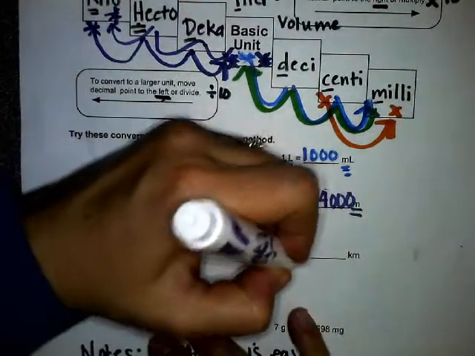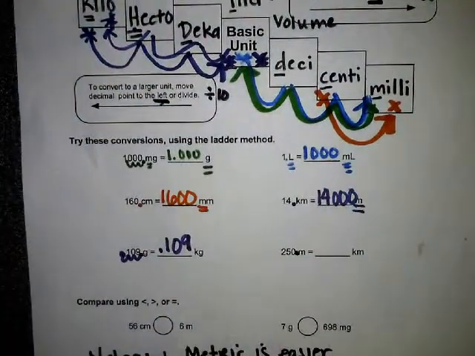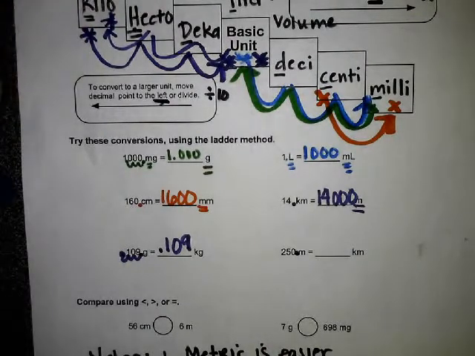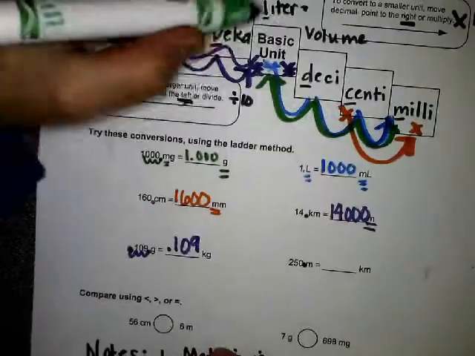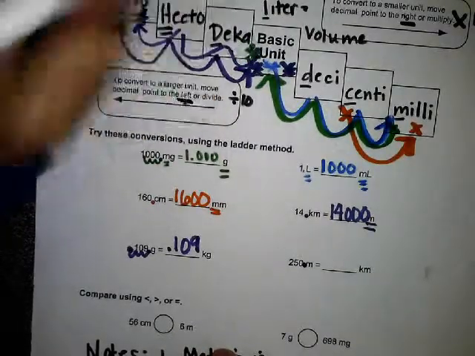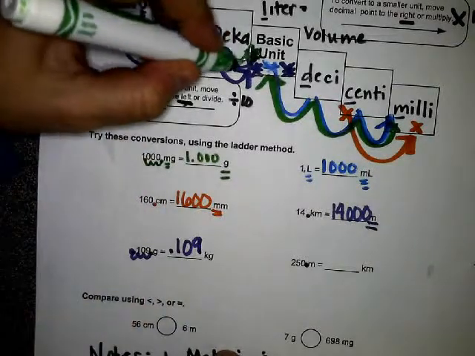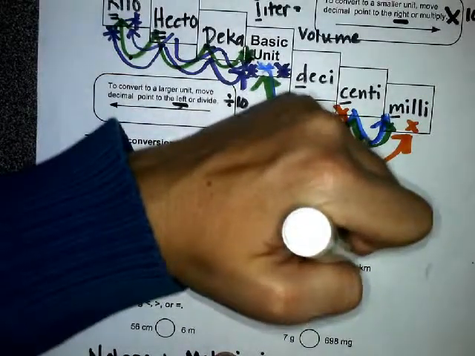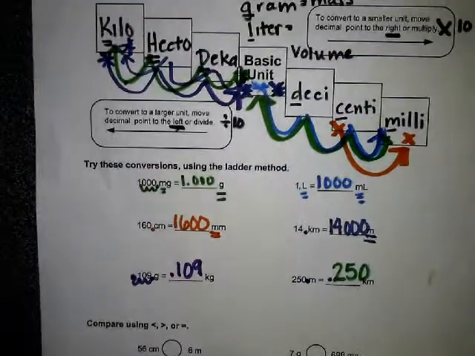250 meters. Put your decimal point, find your starting point, and find your ending point. Again, here is your basic unit. Meters to kilometers, 1, 2, 3. This becomes 0.250.